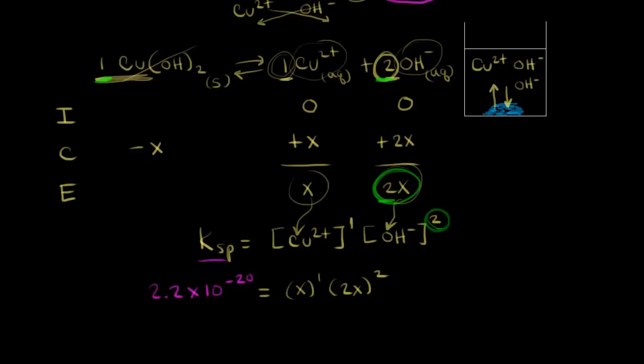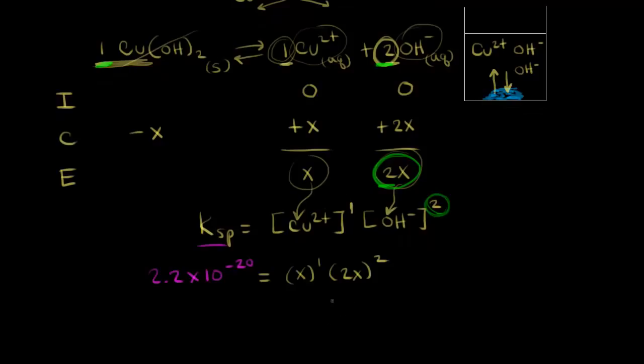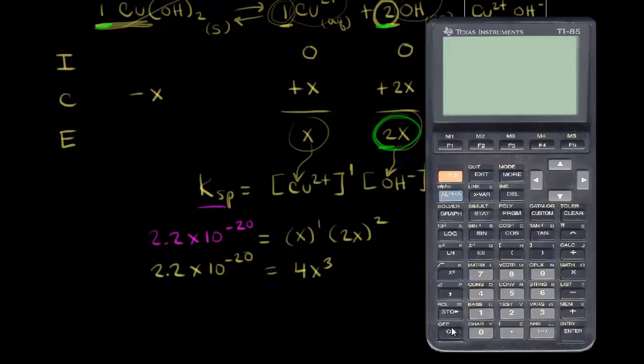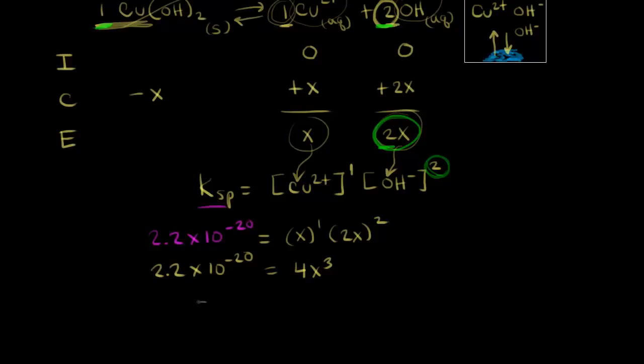When we do our algebra on the right side, we would have x times 4x squared. So that's equal to 4x cubed, and this is equal to 2.2 times 10 to the negative 20. So we need to divide that by 4. You could do that in your head or on the calculator. We get 5.5 times 10 to the negative 21st is equal to x cubed.